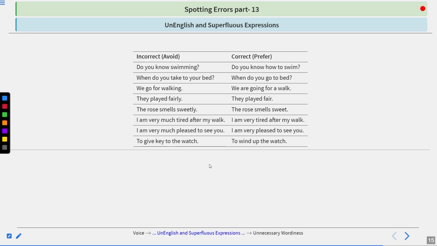I am very much tired after my walk. The correct one is I am very tired after my walk. I am very much pleased to see you. The correct one is I am very pleased to see you. To give key to the watch. The correct one is to wind up the watch. I hope you've understood.